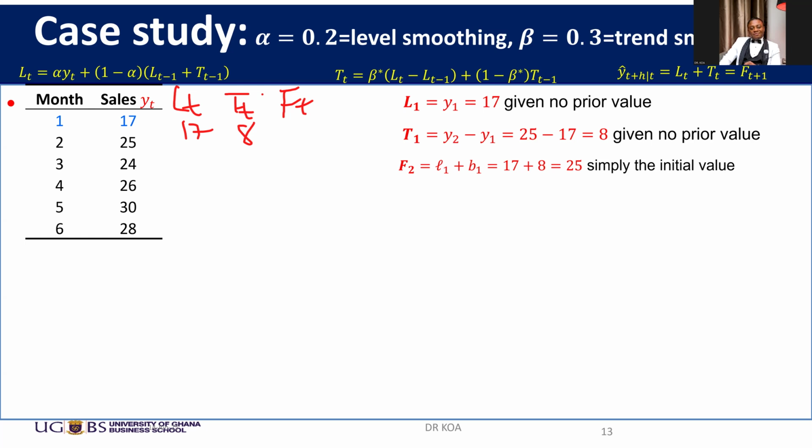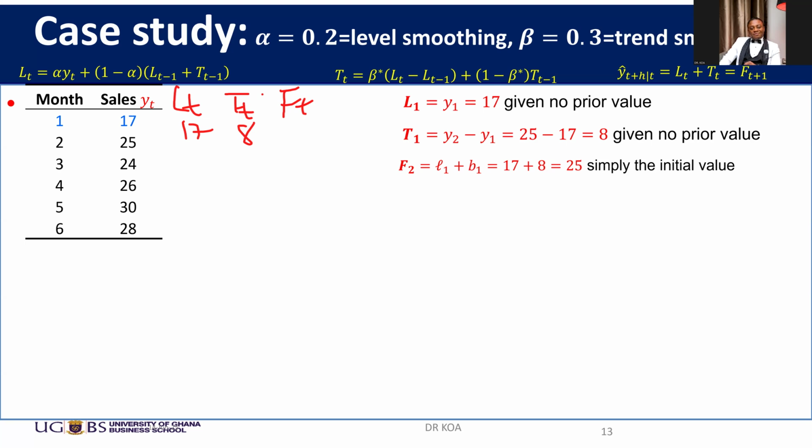Now you are going to use the information here to get L2. If you were to write the formula, what do you think the formula will be? Remember, the formula is the same thing that is up there. So here you are going to have alpha replacing this. Remember, we are trying to find the L. So what is the value of alpha? 0.2. What is the value of YT in period 2 we are dealing with? 25. Good.